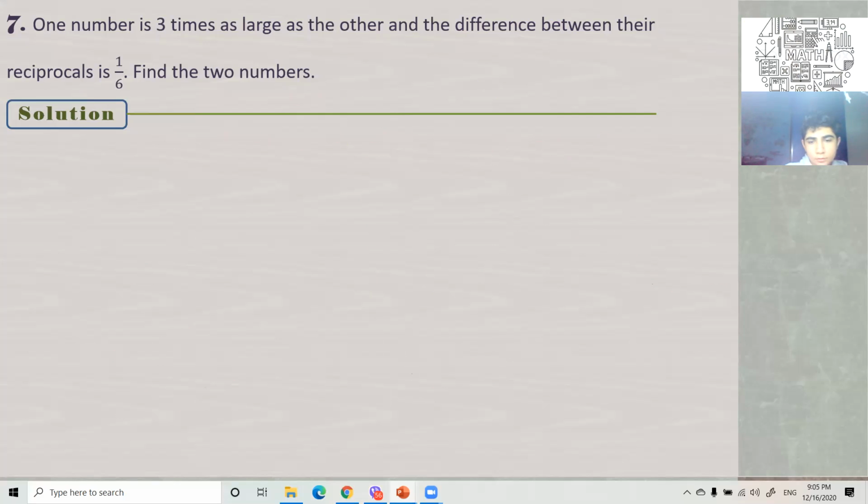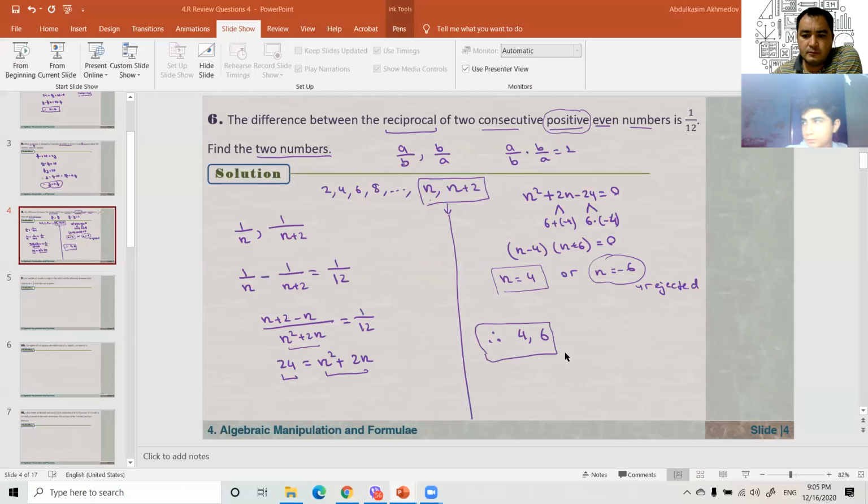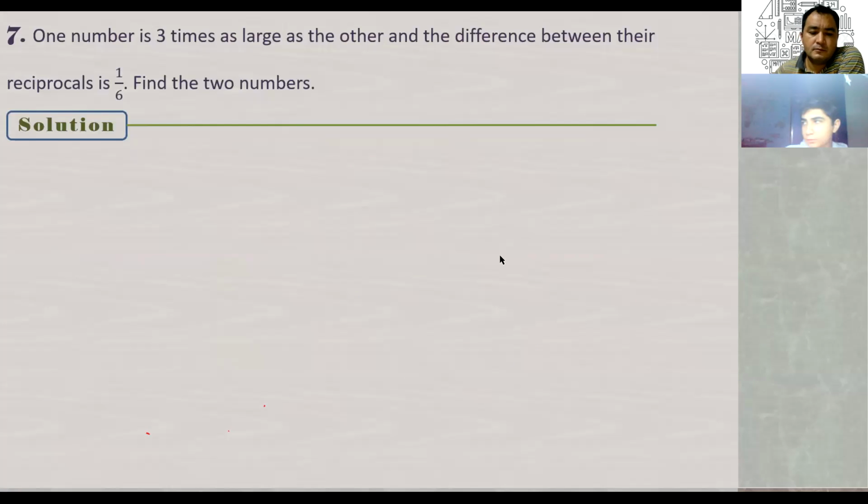One number is 3 times as large as the other, and the difference between the reciprocals is 1 divided by 6, and find the two numbers. It means that x plus 3, yeah, no, one number.